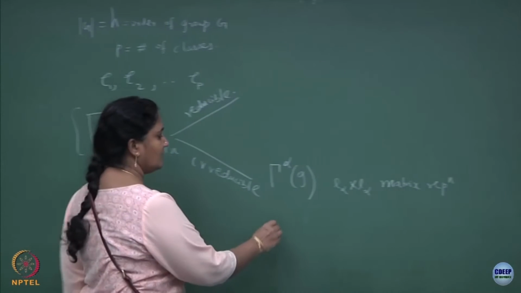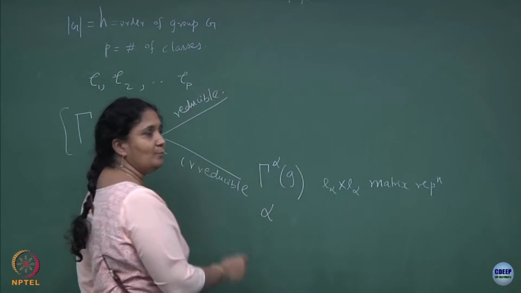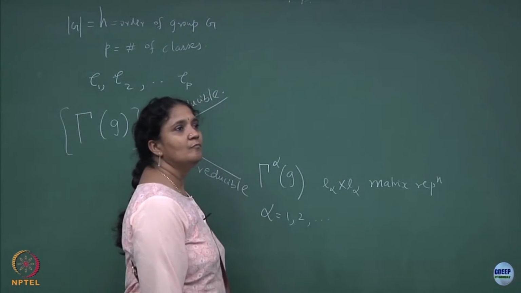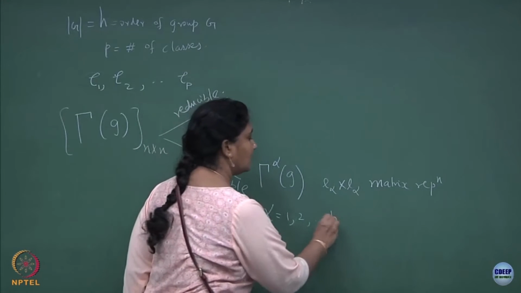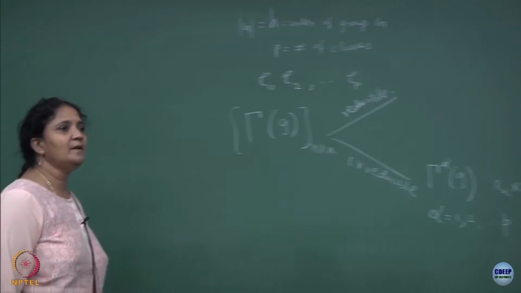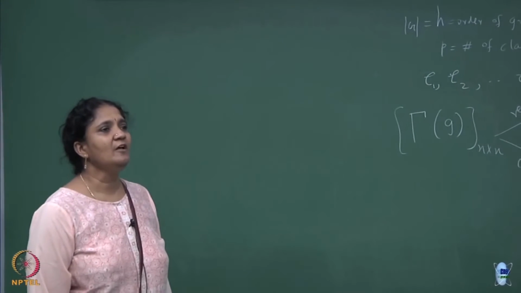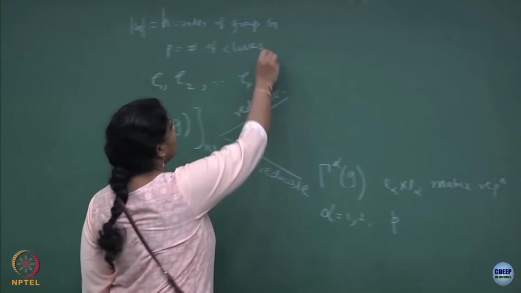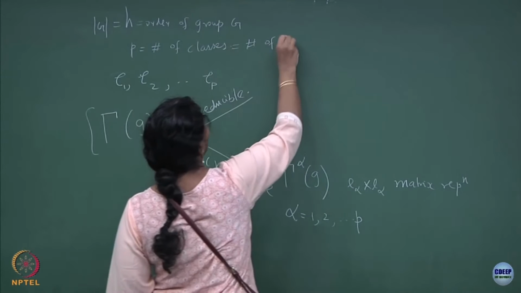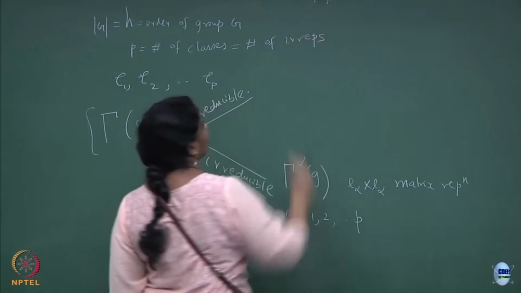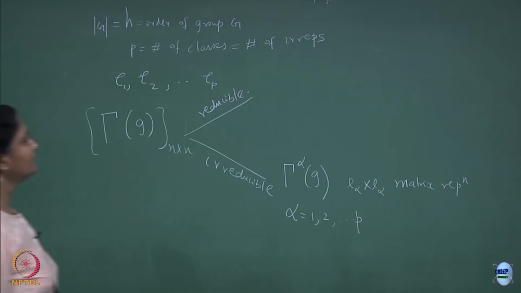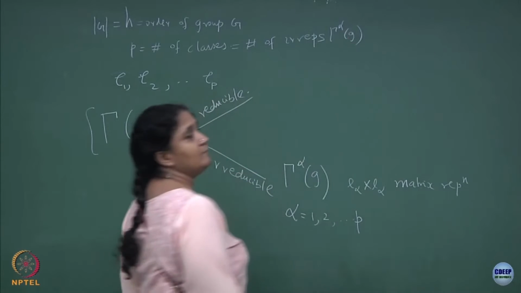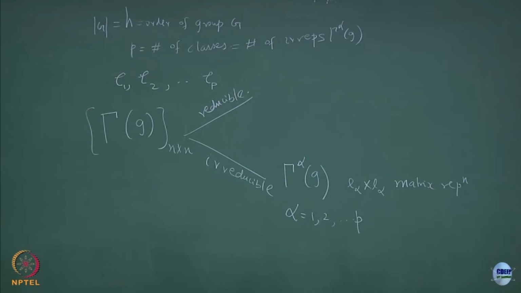And how many alphas are there for this specific group? Alpha will take values 1, 2, up to P, the number of classes. The number of irreducible representations for the group will be equal to the number of classes, which is one of the postulates. Irreps is the shorthand notation I use for irreducible representations. Is this clear? Notations are getting clear?